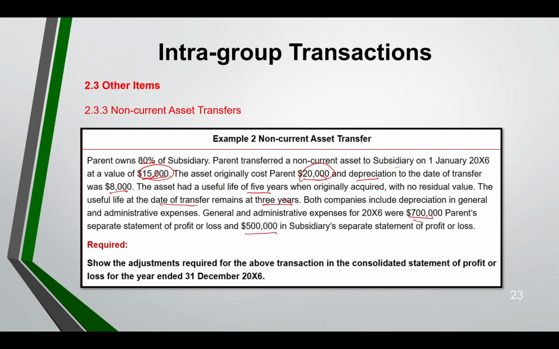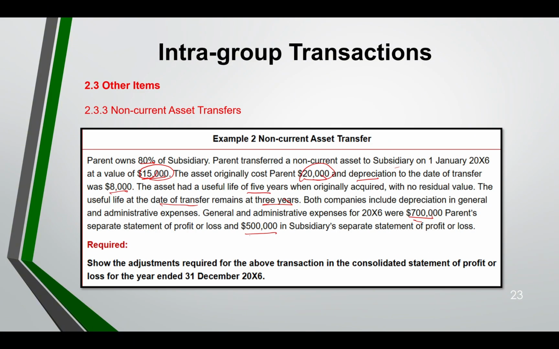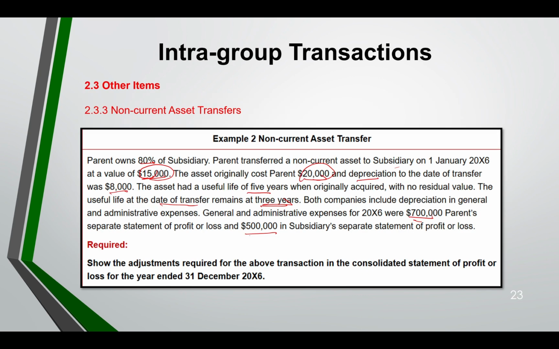You have to adjust. Who is selling? Parent is transferring it to subsidiary. That's why parent is the one who has this unrealized profit. And then depreciation, you will deduct. How much are you transferring? 15,000. What is the useful life at the date of transfer? 3 years. So 15 divided by 3, minus depreciation that has already been taken. What is it?